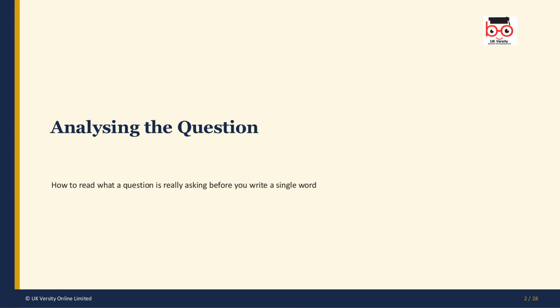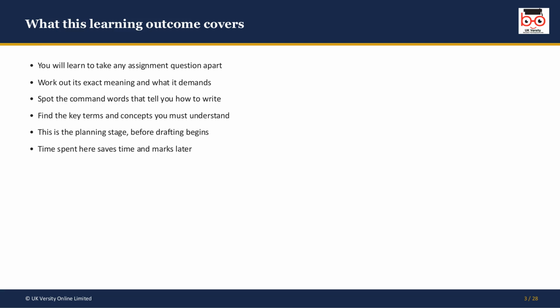Before you write a single word, you need to know exactly what the question is asking. In this outcome, we'll learn how to take any assignment question apart and work out what it really demands of you. Over the next few slides, we'll practice pulling a question apart to find its precise meaning. You'll learn to spot the command words that tell you how to write and to pin down the key terms and concepts you'll need to understand.